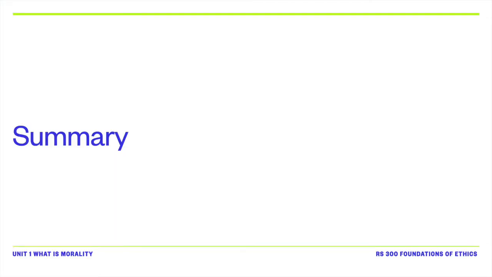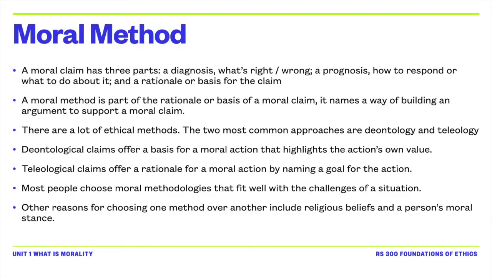In summary, a moral claim has three parts: a diagnosis, what's right or wrong; a prognosis, how to respond or what to do about it; and a rationale or basis for the claim. A moral method is part of the rationale or basis for the moral claim. It names a way of building an argument to support that moral claim. Though there are a lot of ethical methods, the two most common are deontology and teleology.